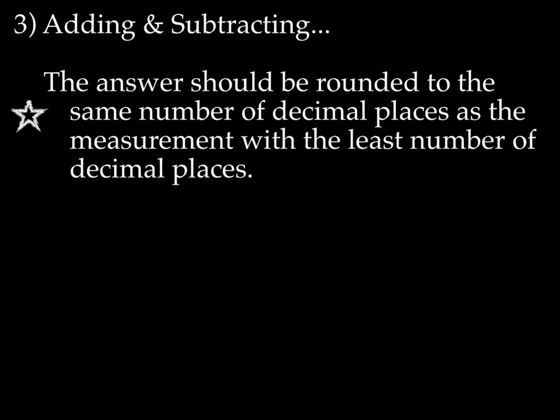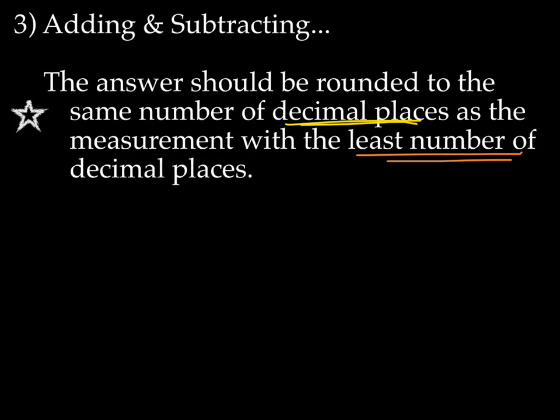Let's switch gears a little bit now and talk about rounding calculated answers when adding and subtracting. When adding and subtracting, the answer should be rounded to the same number of decimal places as the measurement with the least number of decimal places. So this time we are not going to be counting the number of significant figures. We're going to be counting the number of digits to the right of, or after, the decimal.